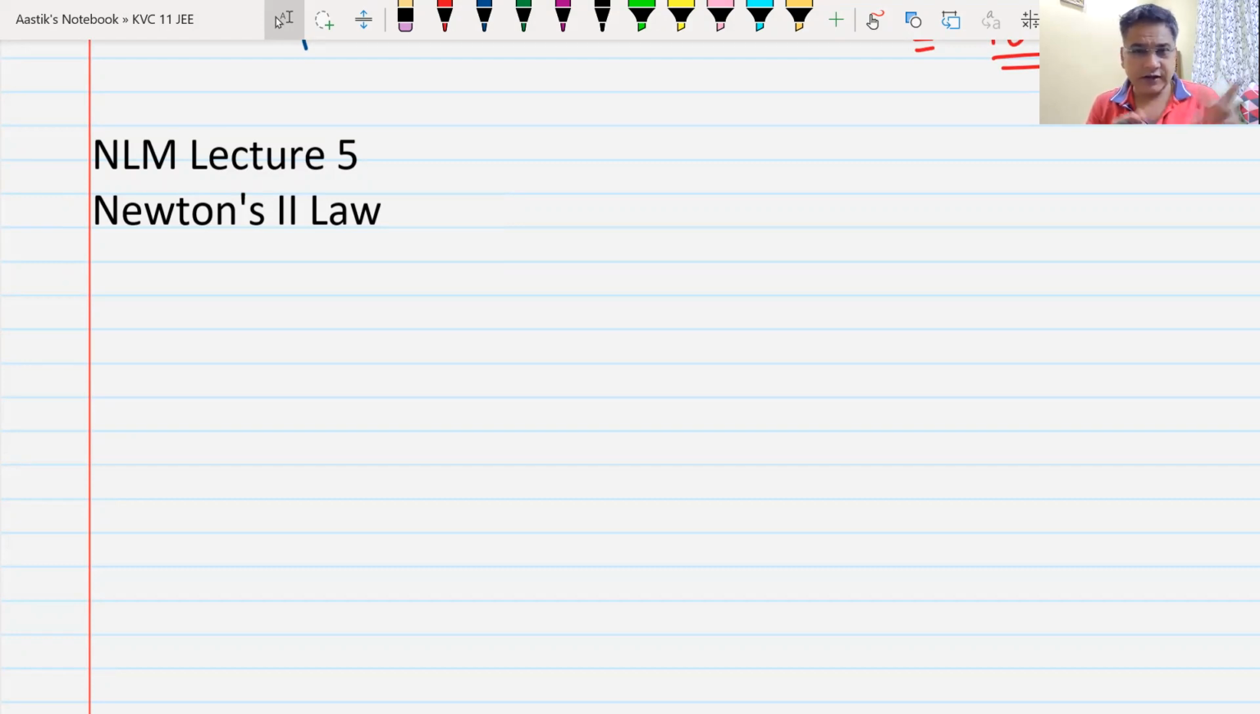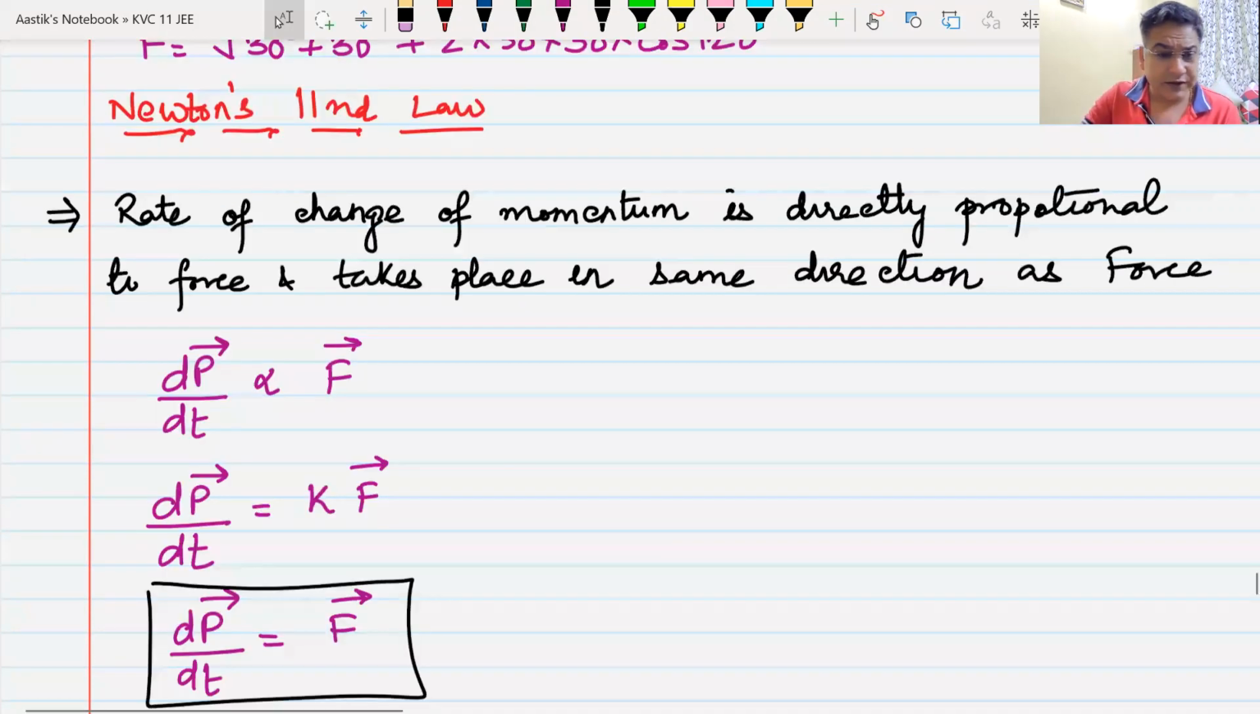We were dealing with Newton's laws of motion, and I think we have come on to Newton's second law. Newton's second law tells us that whenever there is a force, the rate of change of momentum is directly proportional to force, and it takes place in the direction of force. Whenever momentum of a body changes, only force can change the momentum of a body. Only force can cause acceleration. Acceleration changes velocity. Because of change in velocity, the momentum changes.